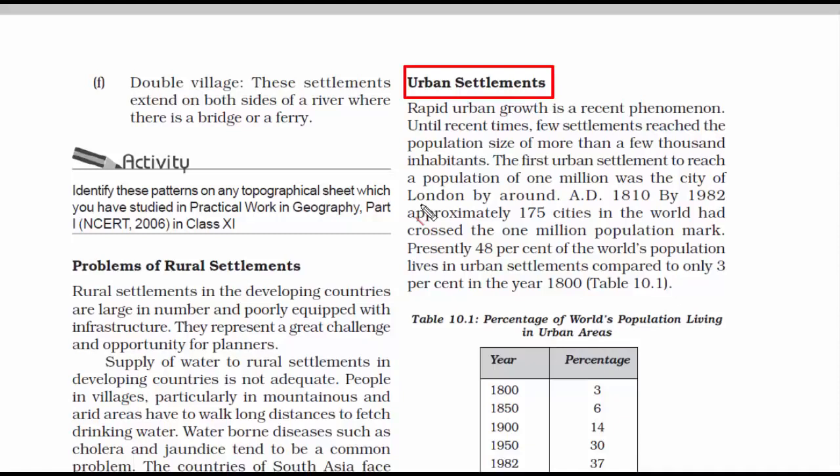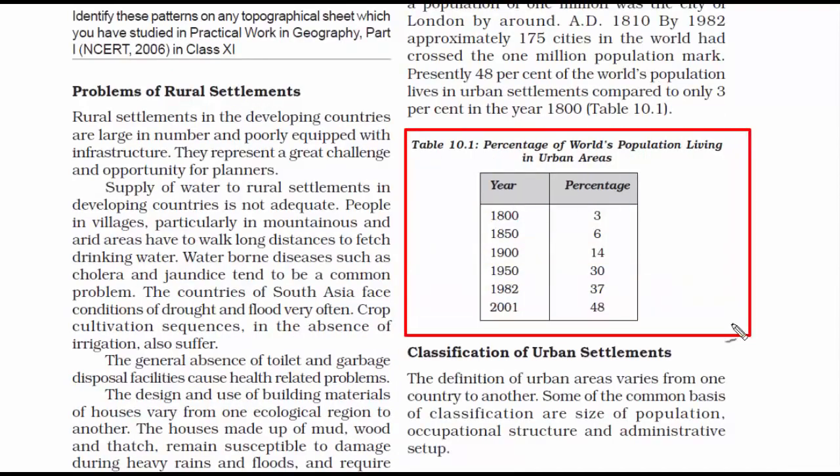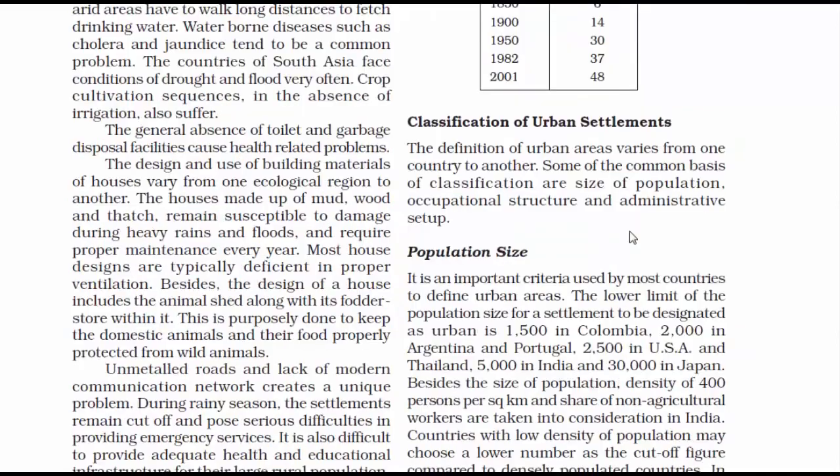Here's an interesting fact. The first city to reach the population mark of 1 million is London. From 1810 to 1982, almost in a span of 170 years, approximately 175 cities in the world had crossed the 1 million population mark. Now if you look at this table, it shows the percentage of the world's population living in urban areas. From 1800 to 1950, for every 50 years, the urban population doubled. After 1950, the number did increase and it is increasing today as well, but the initial years were rapid compared to post 1950.